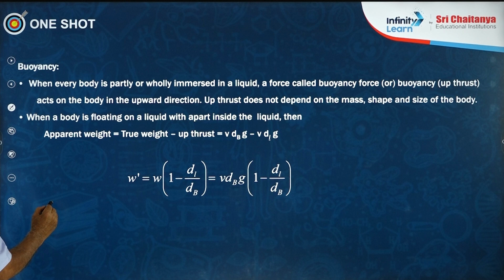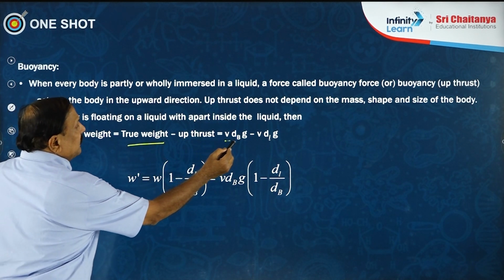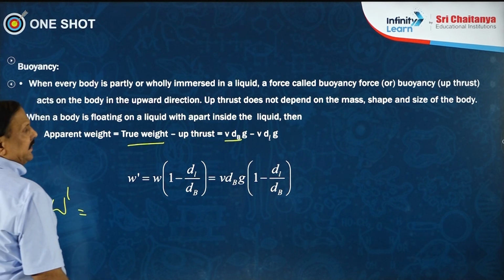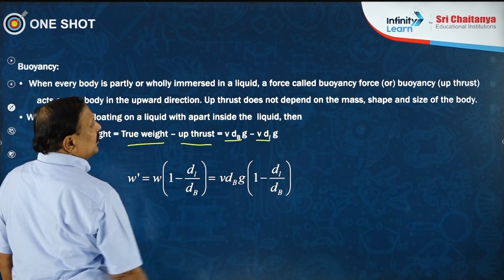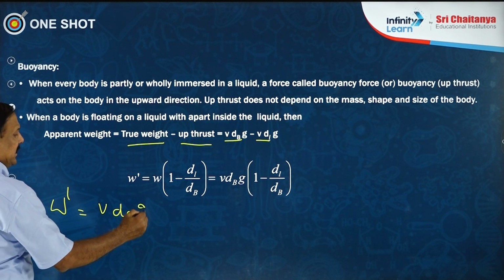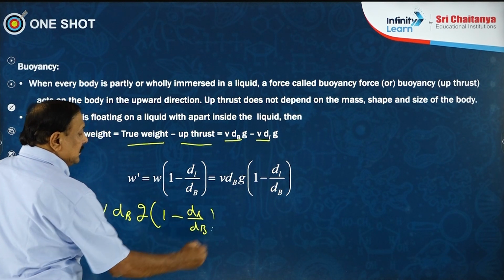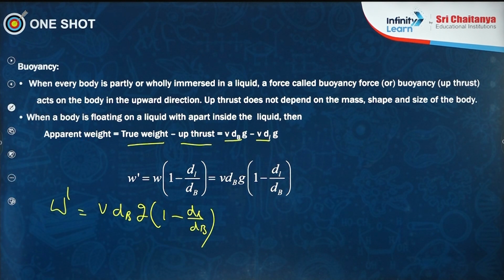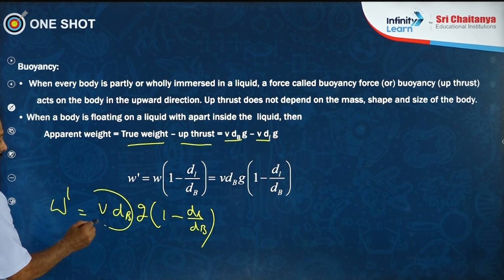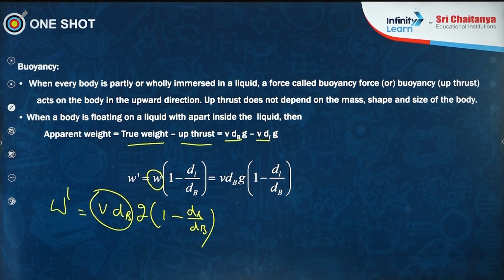So apparent weight w dash, true weight is equal to volume of the body into density of the body into g, and upthrust is equal to volume of the body into density of the liquid into g. If you take v db into g common, I will get 1 minus dl by db. So this is again m, mass of the body into g, that is why we have written w, the true weight of the body, into 1 minus dl by db.